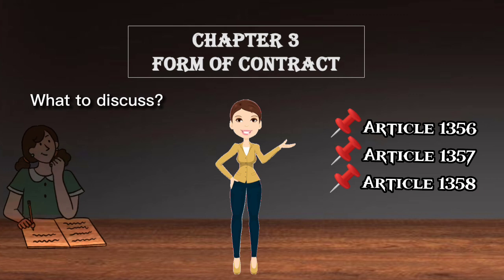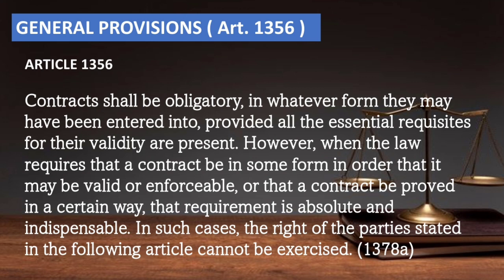the form of contracts, and that is Article 1356. According to Article 1356, contracts shall be obligatory in whatever form they may have been entered into, provided all the essential requisites for validity are present. This is the general rule, whatever the form in which the contract is entered into by the contracting parties. So the general rule is that it would be valid or binding.